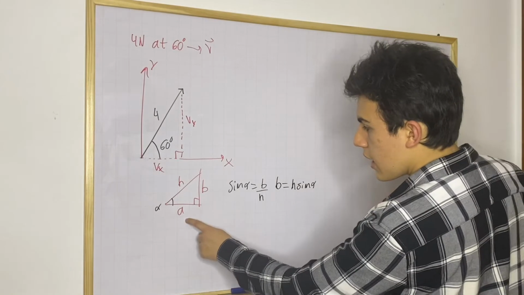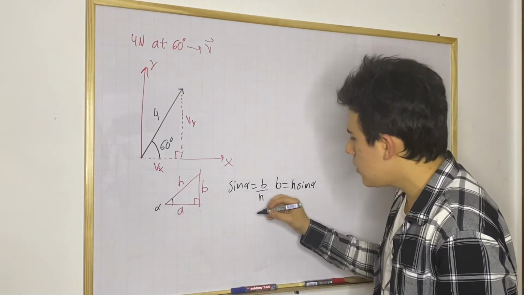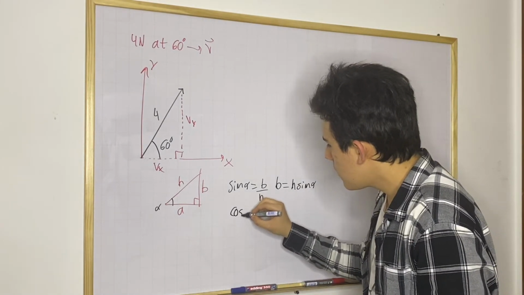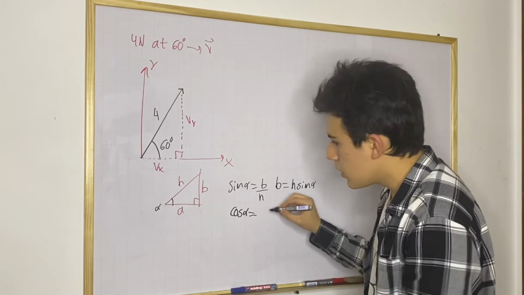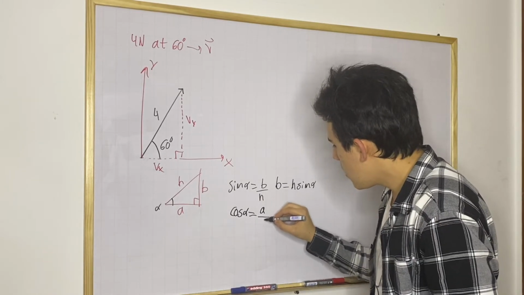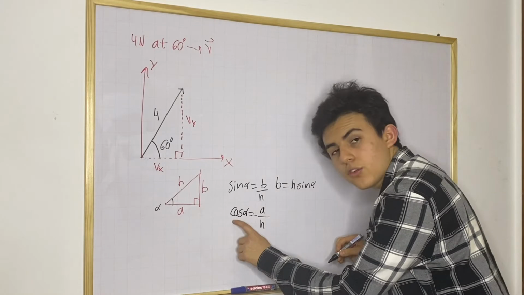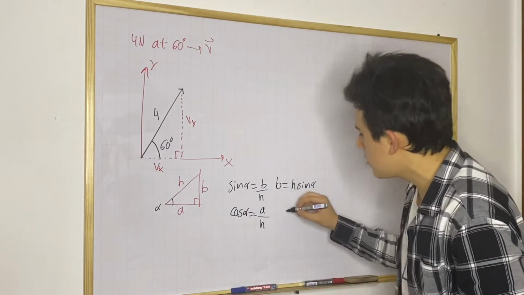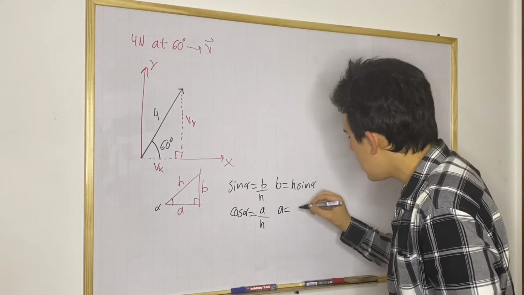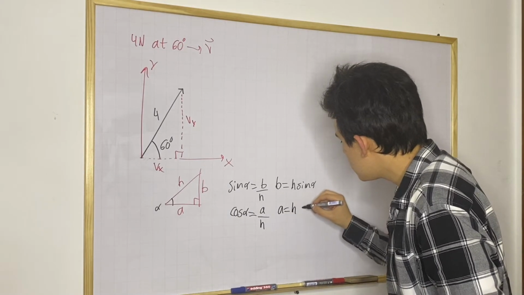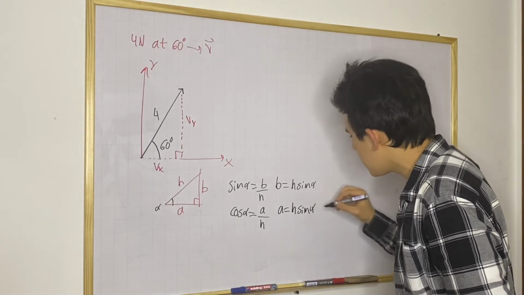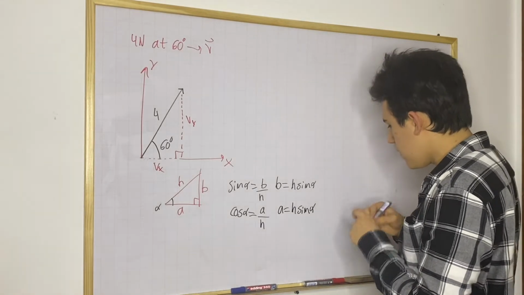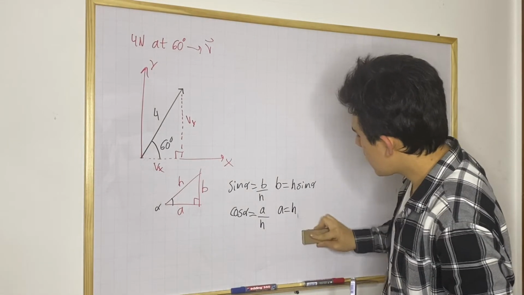And now what about for A? Well, for A, you could say that cosine of alpha is going to be equal to A over h. Remember, cosine is equal to the adjacent side divided by the hypotenuse. And this is the same thing. A is going to be equal to h times cosine of alpha. I'm sorry, this is not sine, it's cosine of alpha.